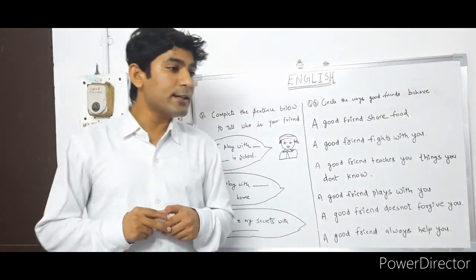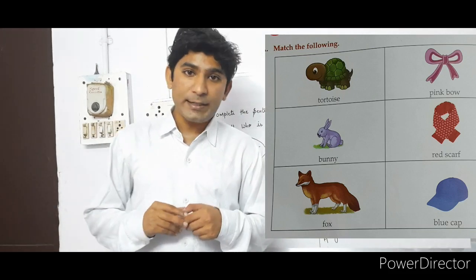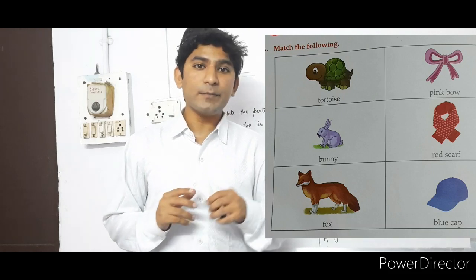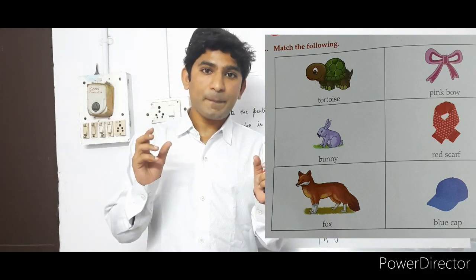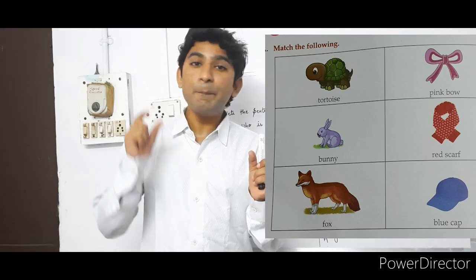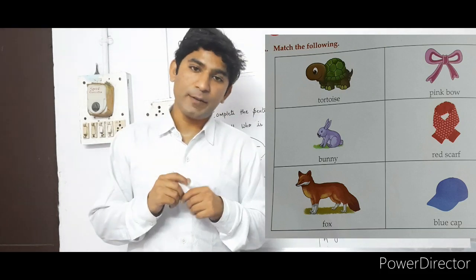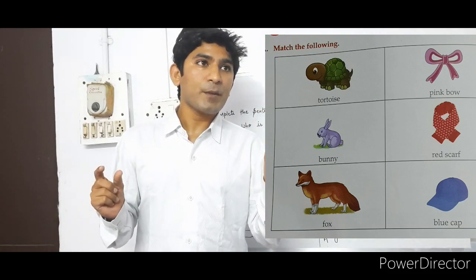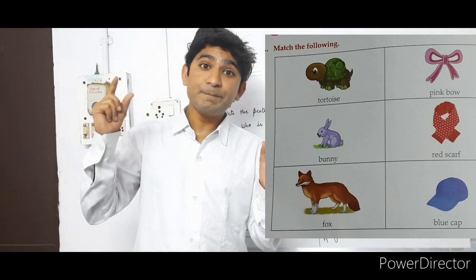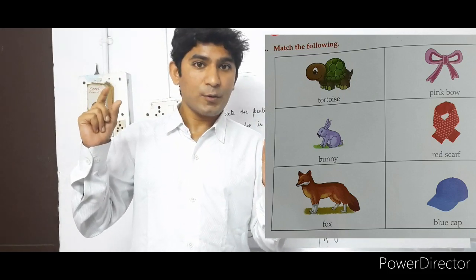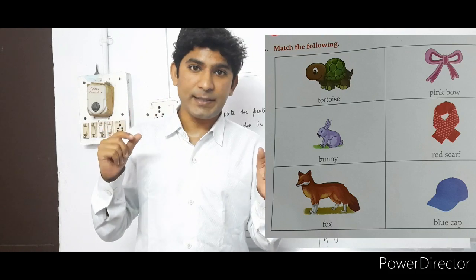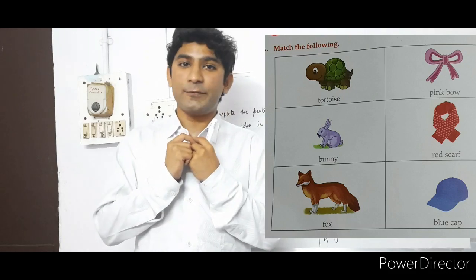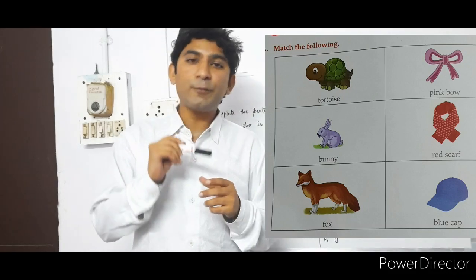In the next question, it's match the following. We have already read the story about Meena makes a friend. So in that, question number one was tortoise. What does tortoise wear? Tortoise wears a blue cap. We'll have to match the following. Okay. So tortoise will wear blue cap. And bunny? Bunny will wear pink bow. Okay. We'll have to go through the story once again. Okay. Fox. What does fox wear? Fox used to wear a red scarf. Okay. So in this way, you'll have to match the following.